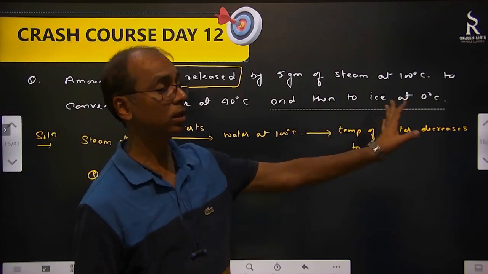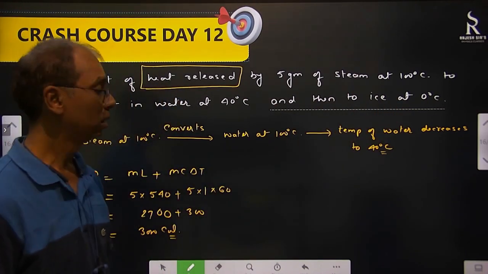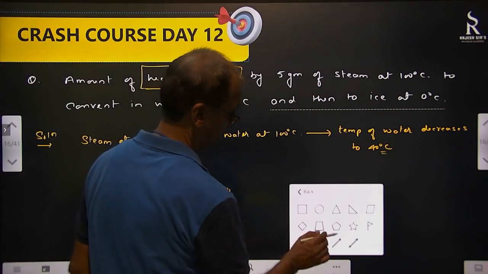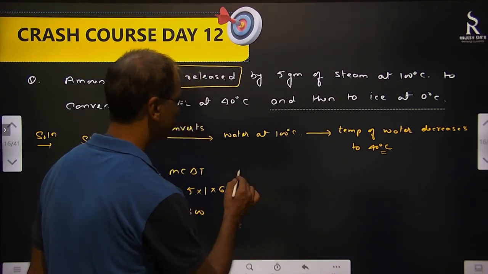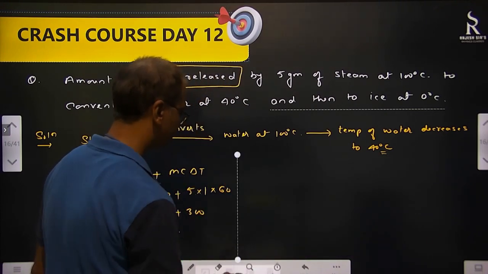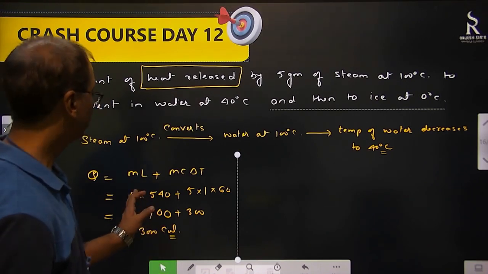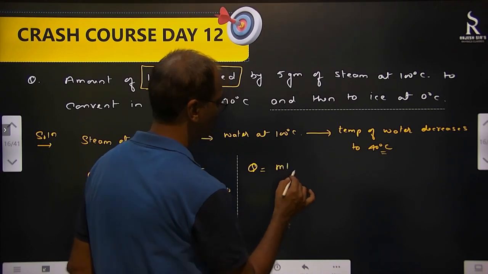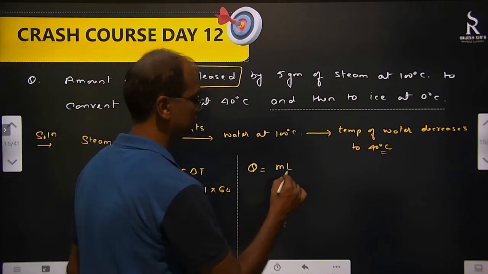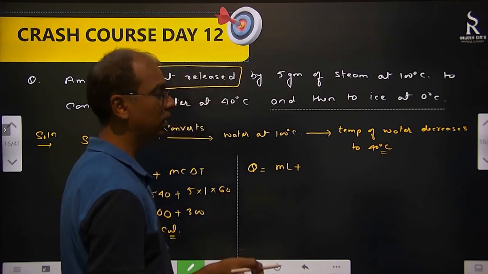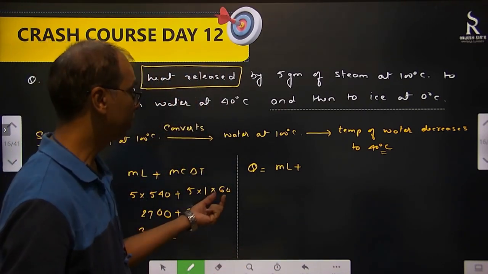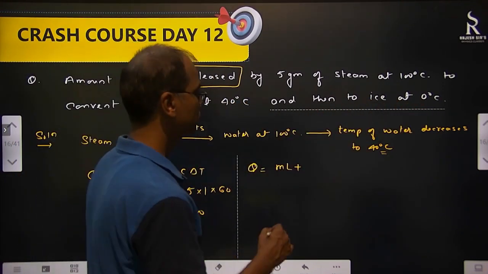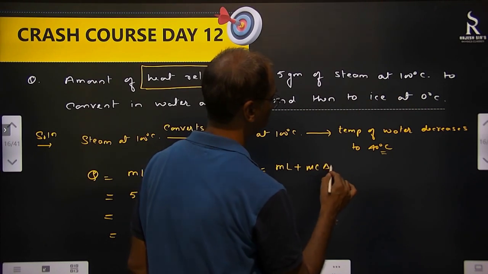You want to convert that into ice at 0 degree centigrade now. Already up to 40, this much you have got. Now, further you want to cool the water, okay? Decrease the temperature of water. Okay, so what will we write? Now see, second step. First, Q equal to mL, same thing, okay. Plus mcΔT, but now ΔT is different. I am not going to stop at 40 degrees centigrade now. I will go to 0. Okay, so mcΔT dash, let's say.